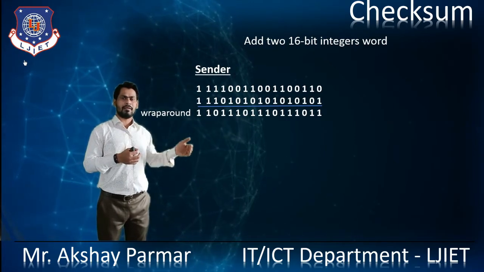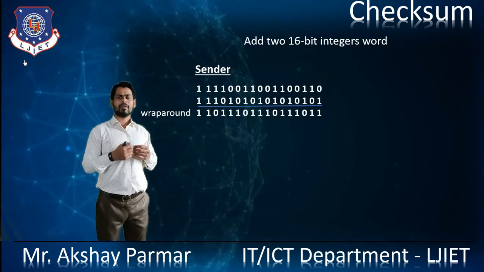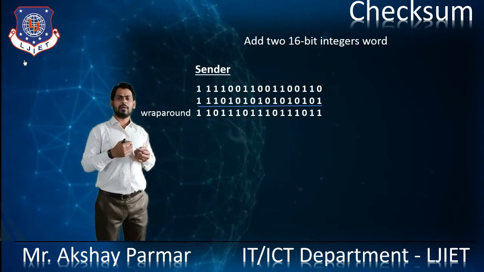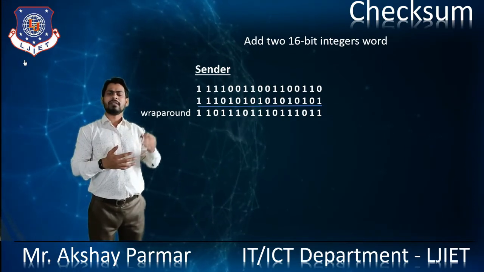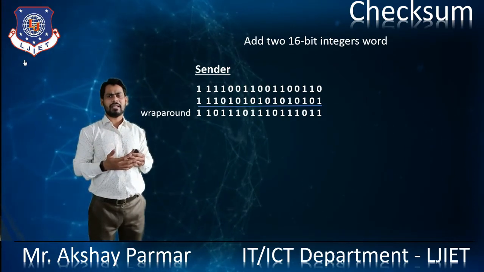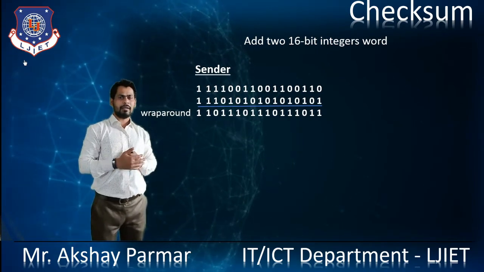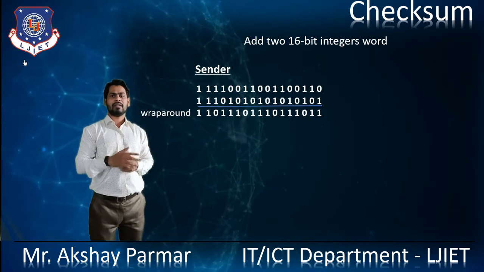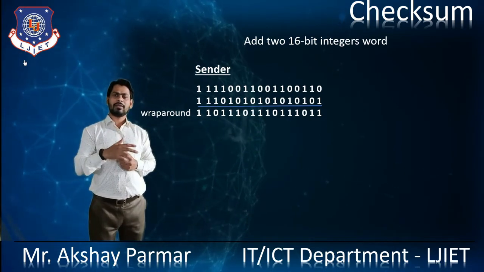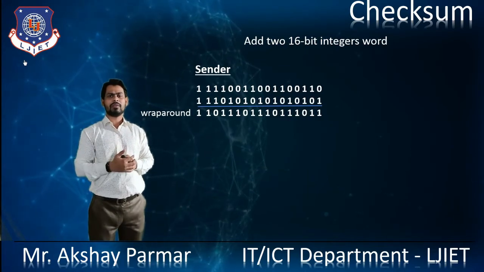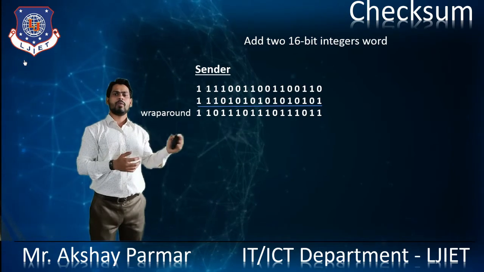Our last digits in both words are 0 and 1. If we add that last digit, 0 plus 1 in binary addition is 1 only. So we get 1 as the last digit. After that, the second last digits were 1 and 0. 1 plus 0 is 1 in binary too. So the second last digit of the wraparound is 1.